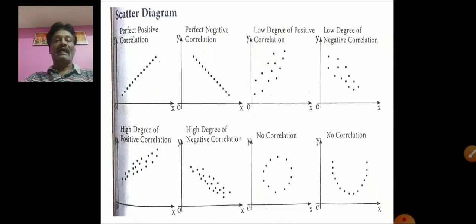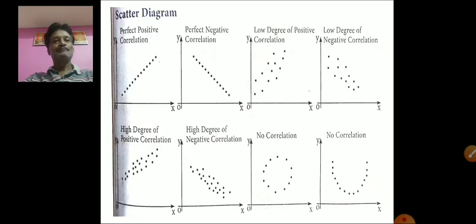On the other hand, if the plotted points are very close and they run from the top left-hand corner to the lower right-hand corner, here we say there is a high degree of negative correlation between the variables.